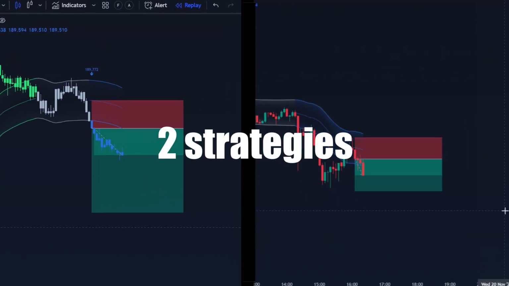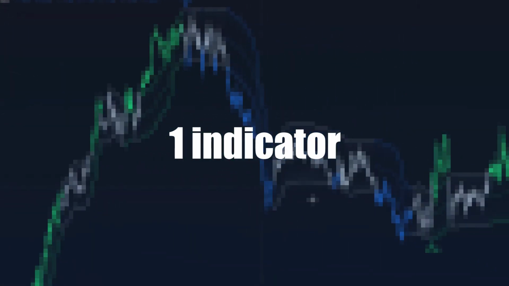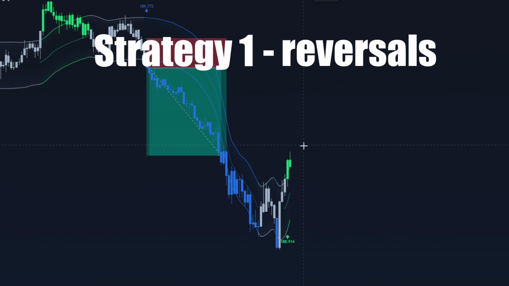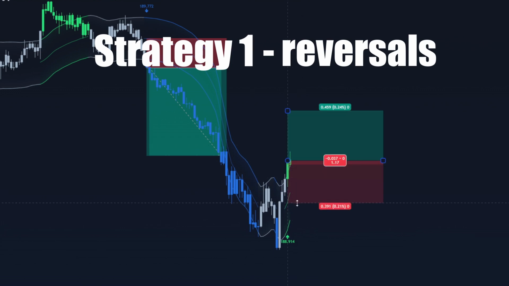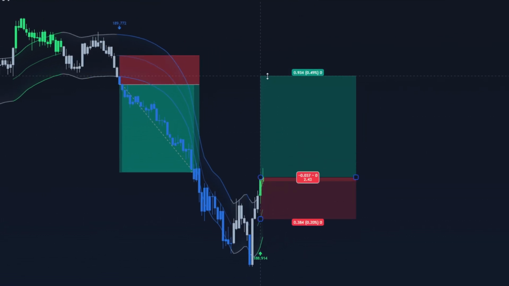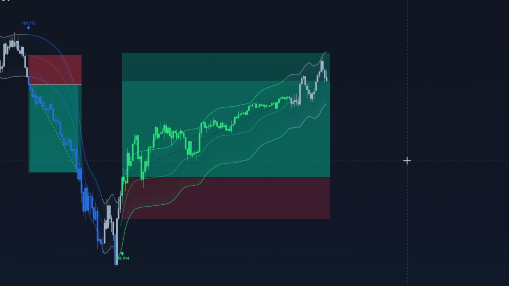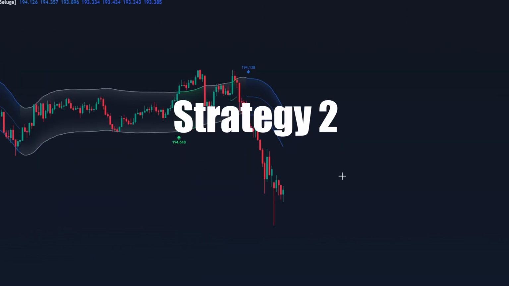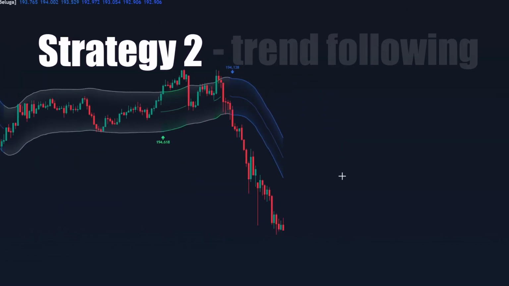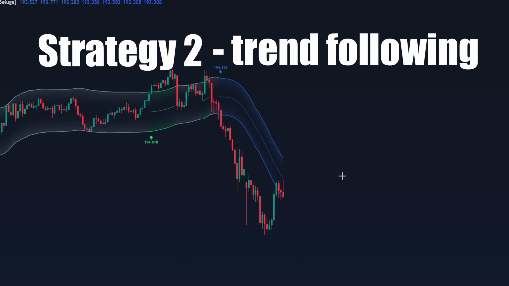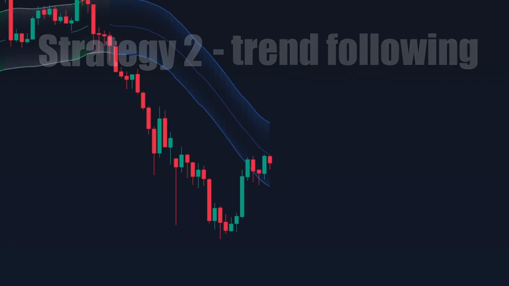Two profitable strategies in one simple indicator. First, a reversal strategy, entering right before the big moves. Second, my favorite, is a trend-following strategy, profiting from each pullback.